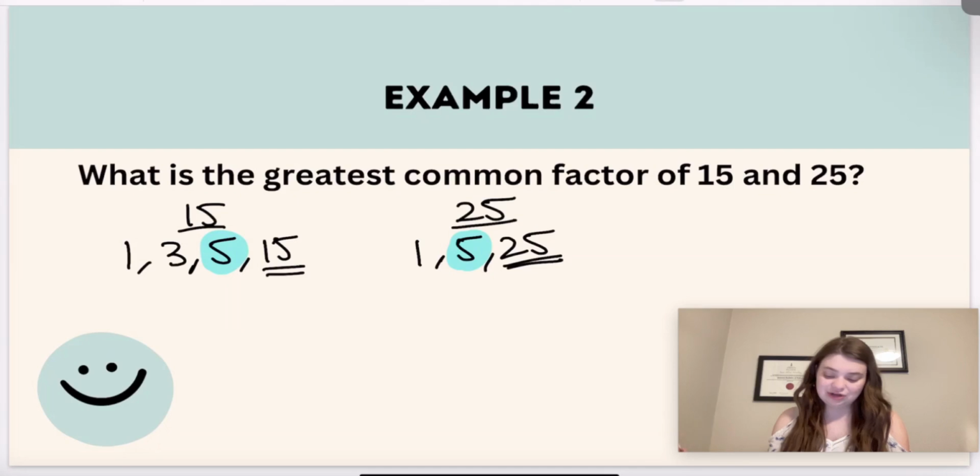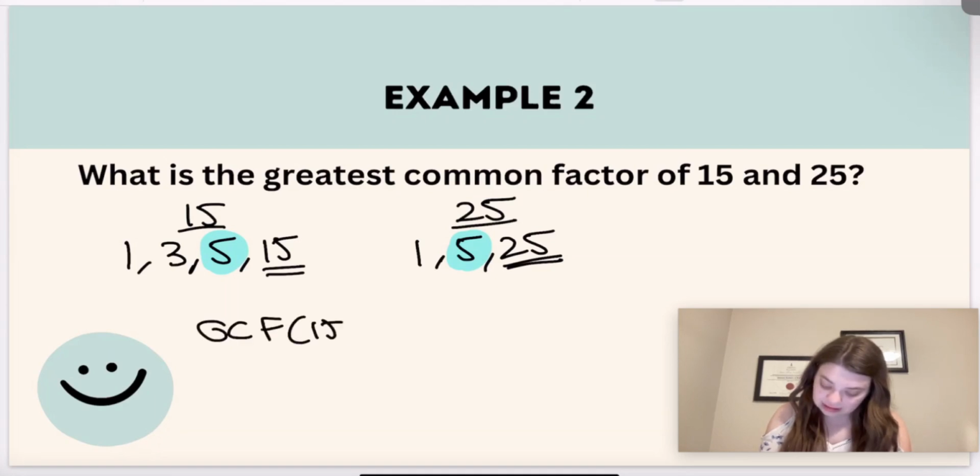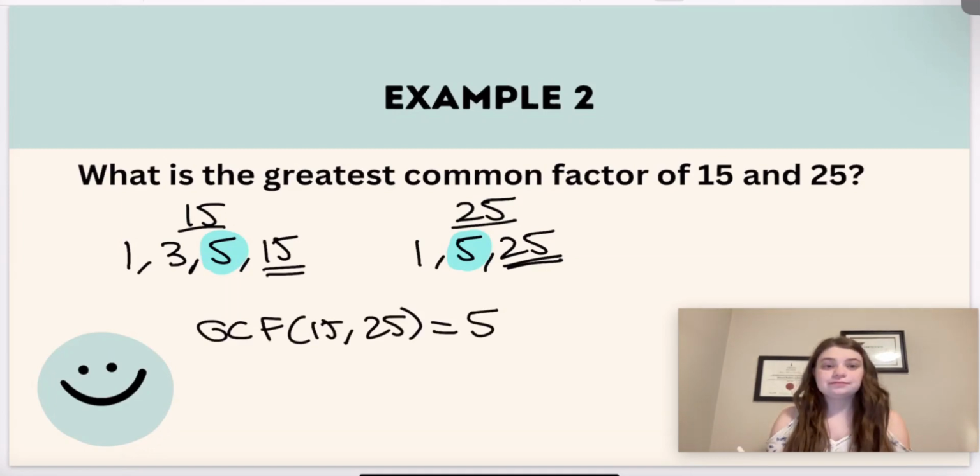It is, in fact, greater, but it only appears on the second list, whereas 5 is the largest number that does appear on both lists. So therefore, the GCF of 15 and 25 is equal to 5.